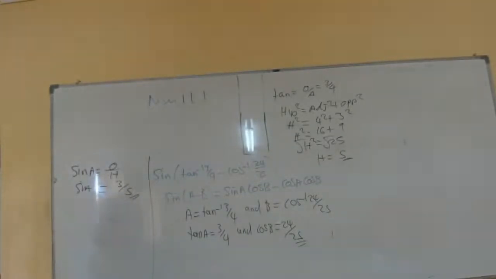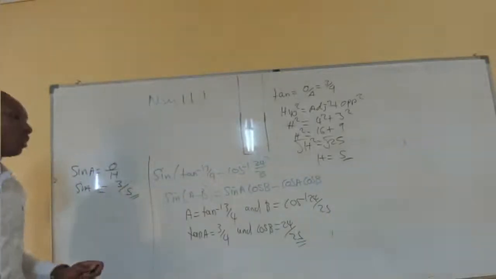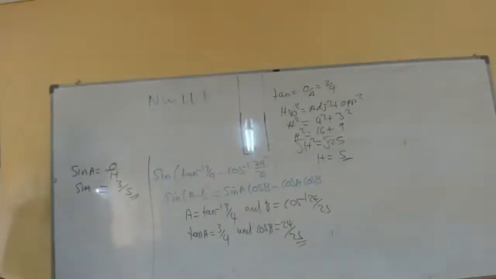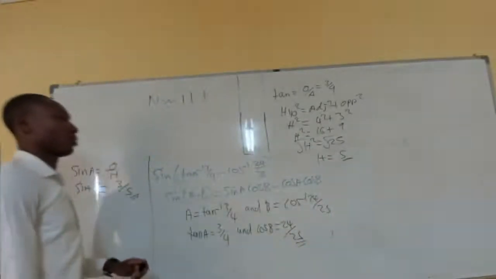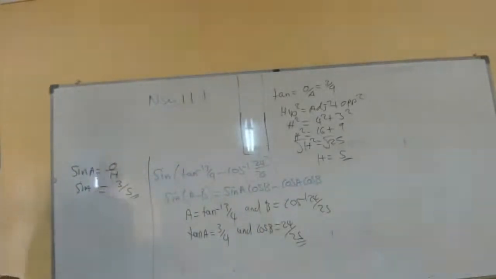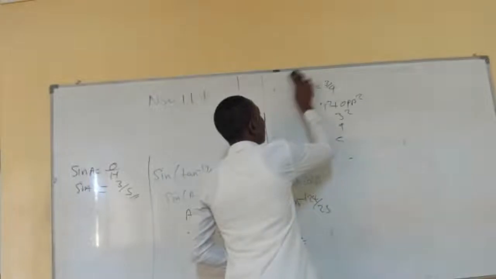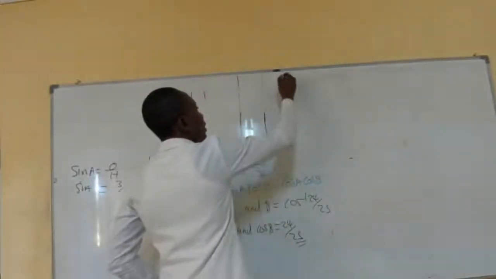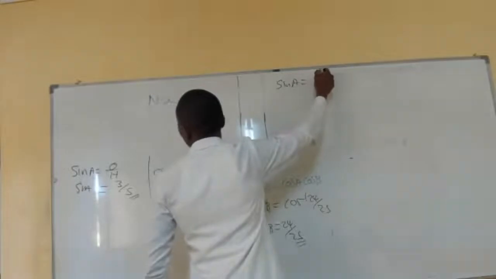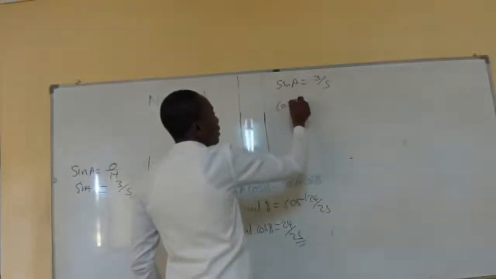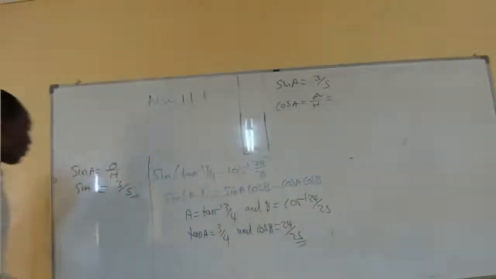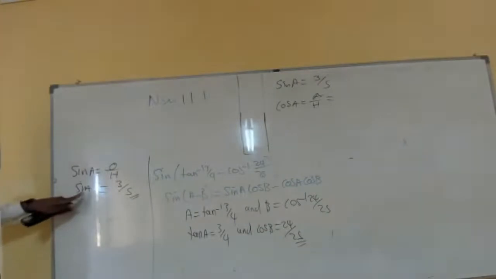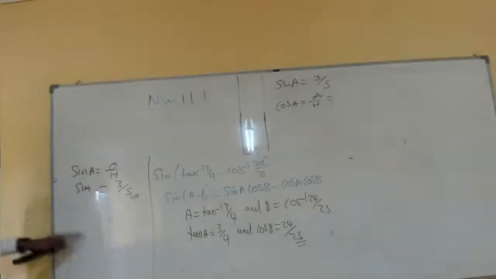Okay, the next thing that we need to find is the missing one. We need cos A. So for us to find cos A, let me write the ones we have here. Sine A has been found as 3 over 5. Cos A is adjacent over hypotenuse. Remember the angle is A we're dealing with, so we're in the same triangle, okay?